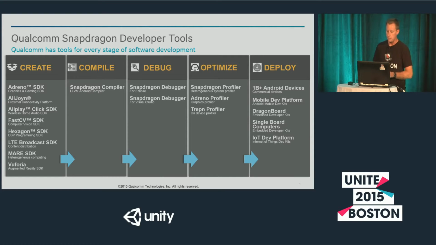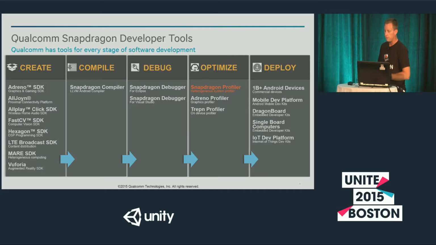And of course, optimize. And the one thing that I'm going to talk to you a bit about today is Snapdragon Profiler, which is brand new. But we do have the Adreno Profiler, which is a GPU debugging, analysis, and profiler for the GPU. And Trepn Profiler, which is for power and other on-device performance.